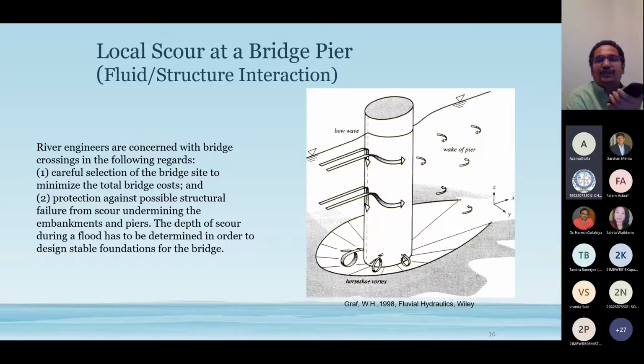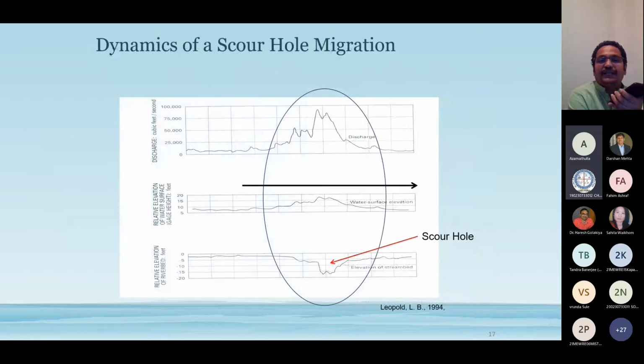but there is no suitable formula, even the Hecate formula, and I have also published in 2010 in ASCE Hydraulic Engineering on same pier scour using all field data, okay, with simple techniques. This one, scour, and how it migrates.